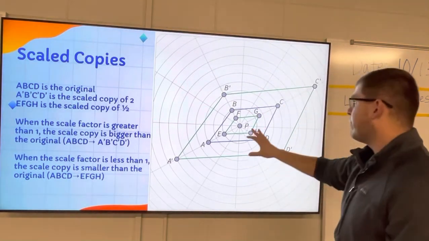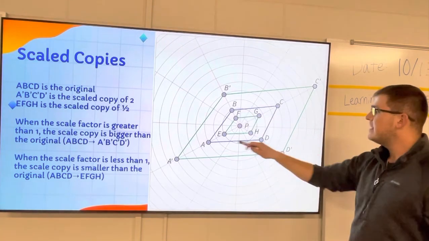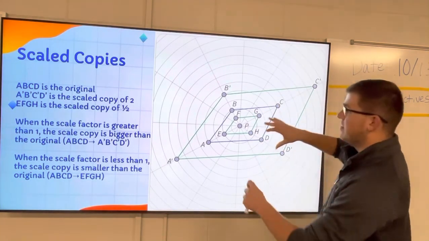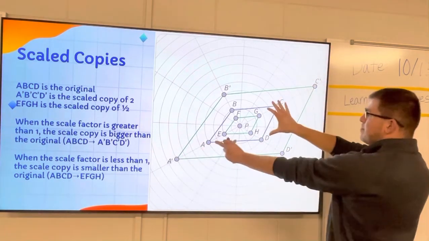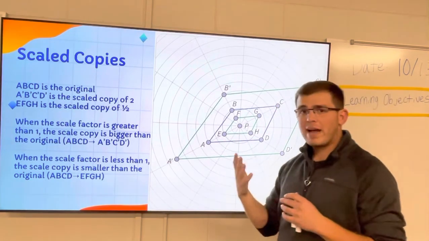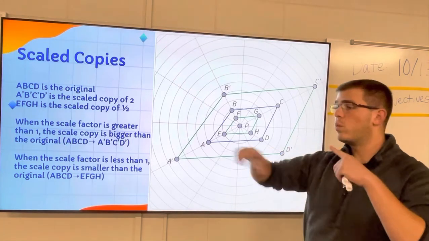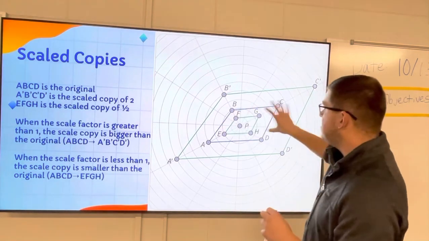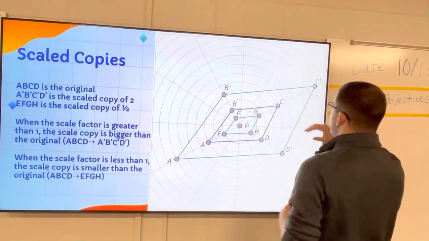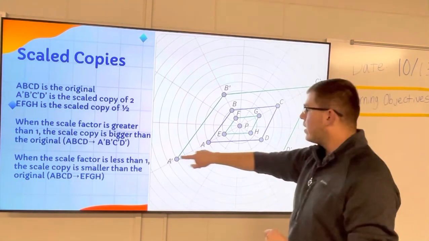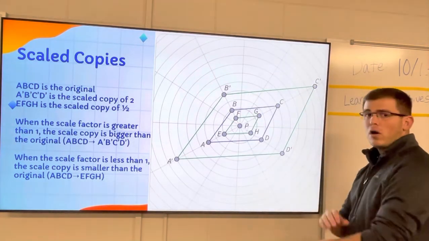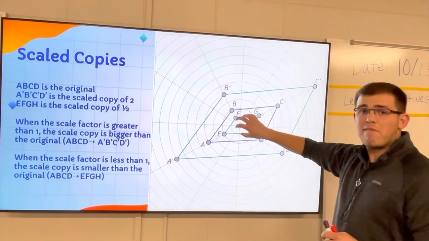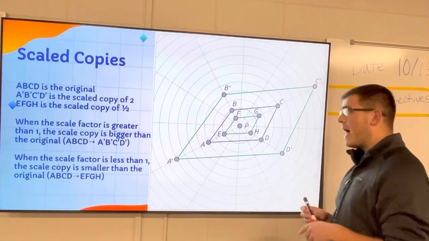Okay, so I'm hoping that your paper looks something like this. ABCD, the blue one on the screen, that is our original. When the scale factor was 2, it's twice as big as the original. When I say scale factor, I mean that it's going to be times whatever that number is, as big or as small. Scale factor of 2 gives us A prime, B prime, C prime, D prime. That's this larger green one. It is twice as big as our original. EFGH, that's the smaller green one. It is half as big because the scale factor is 1/2.